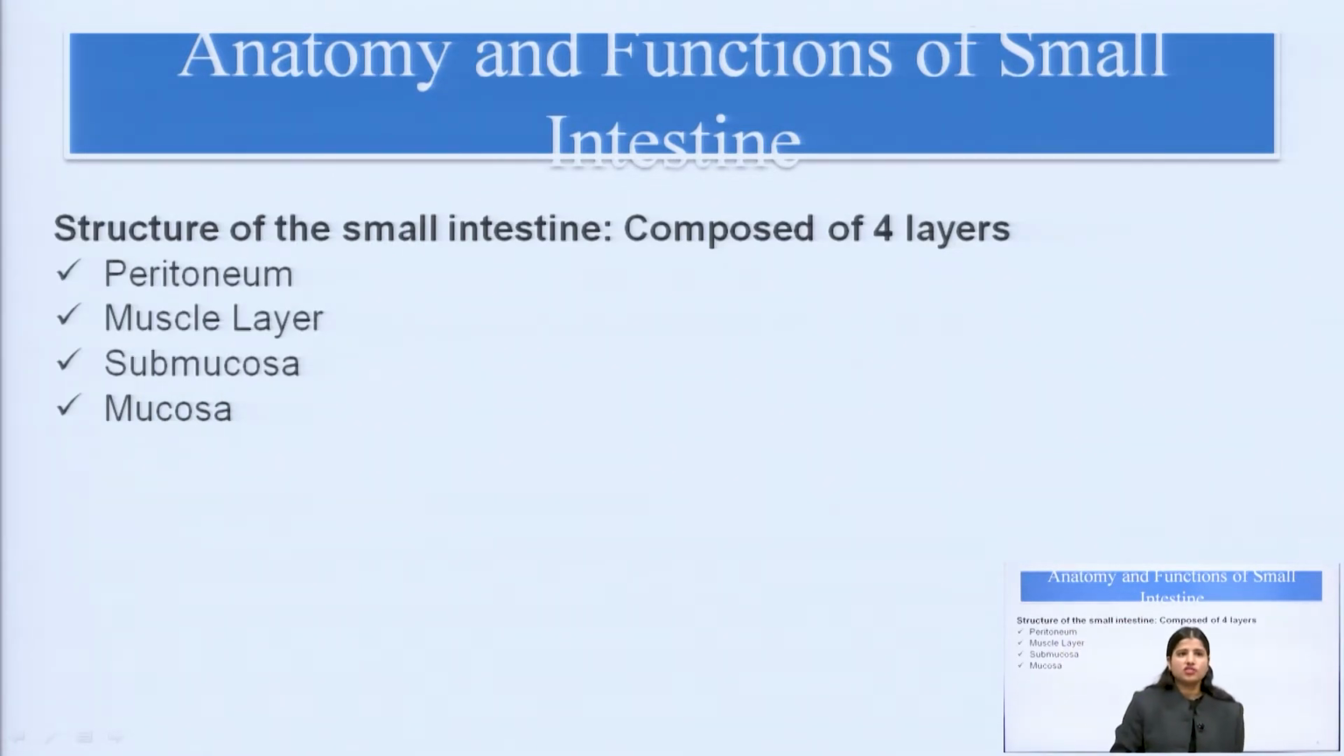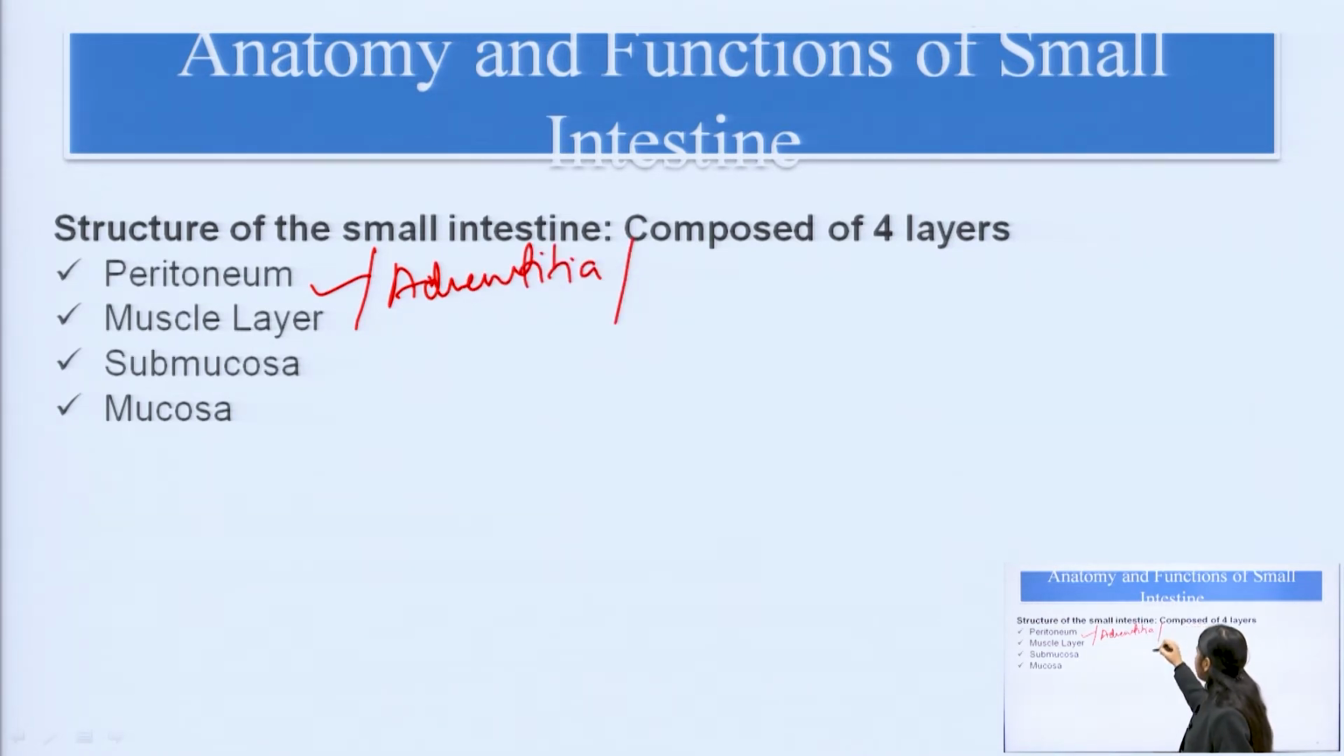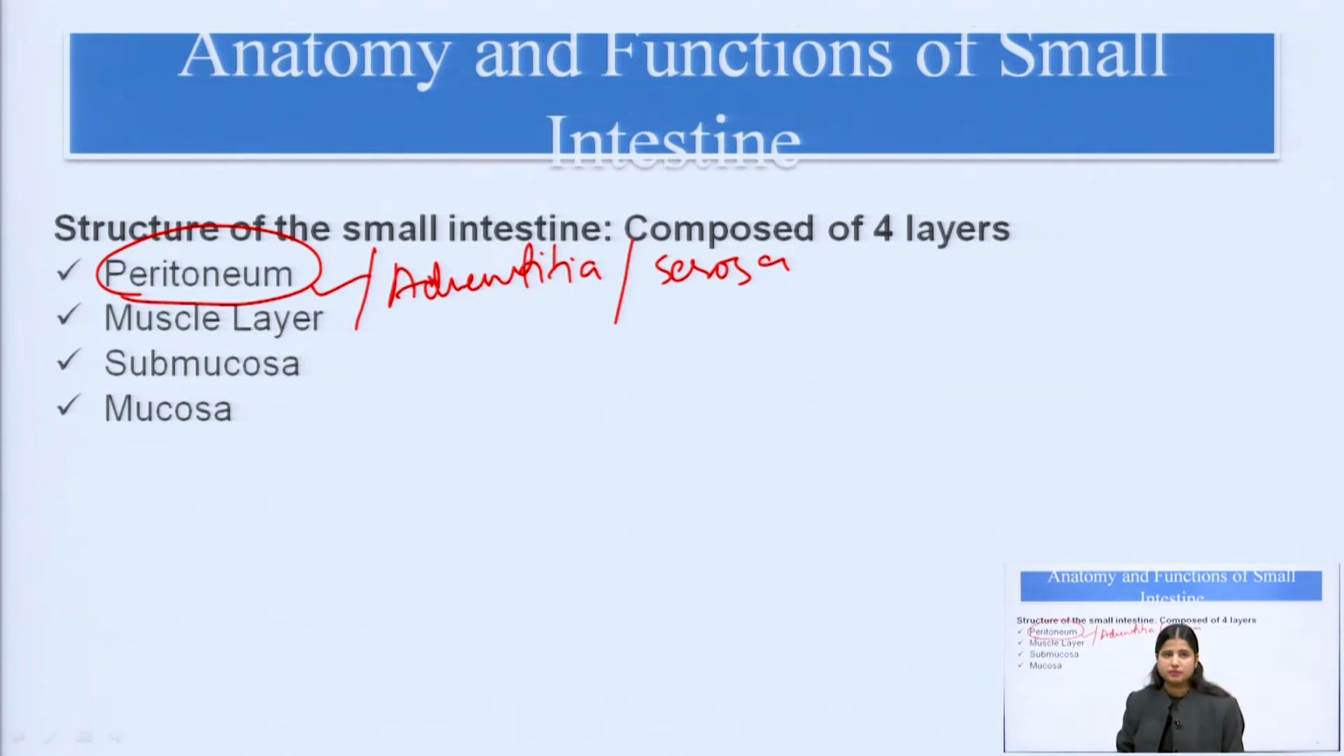Now coming to the structure of the small intestine. In the previous lecture, I covered the basic structure of the GI tract, the gastrointestinal tract. Its composition is of 4 layers. It starts from the peritoneum, which is also known as adventitia or serosa. In the abdominal cavity, it is known as peritoneum. This is the outermost layer.